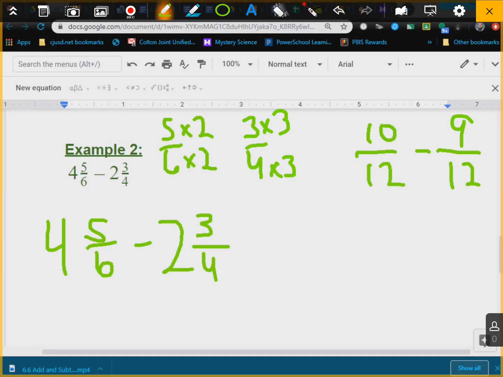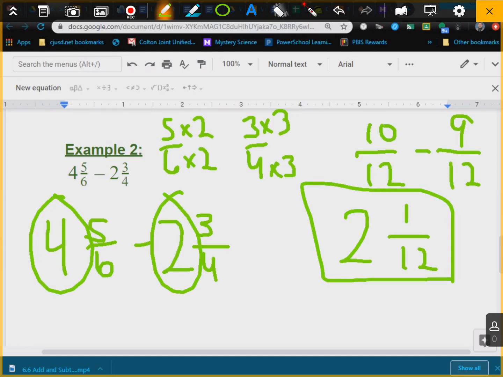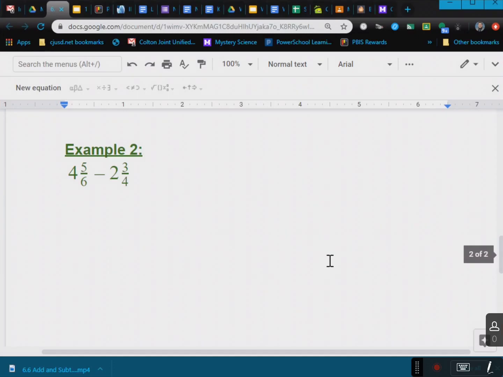And now I subtract. 10 minus 9 is 1/12. 4 minus 2 is 2. So I got 2 and 1/12 as my final answer. And that's example number 2. And if you have any questions on these, make sure you write them down. Let's go ahead and do example number 3.